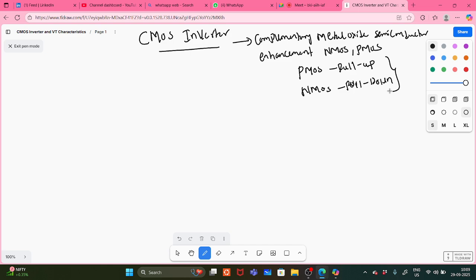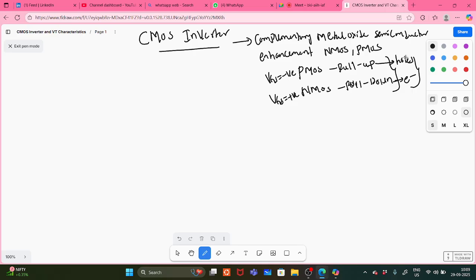Enhancement NMOS and PMOS means there is no channel, so we need to induce the channel by applying gate source voltage. So for NMOS we need to apply VGS positive, and for PMOS we need to apply VGS negative. Okay. P channel MOSFET means the channel is due to holes. N channel, the channel is due to electrons. That you need to remember.